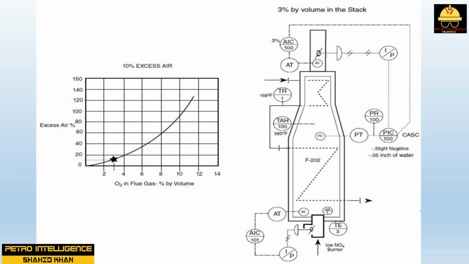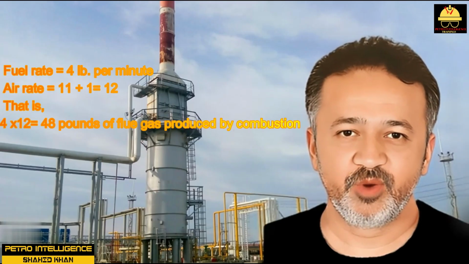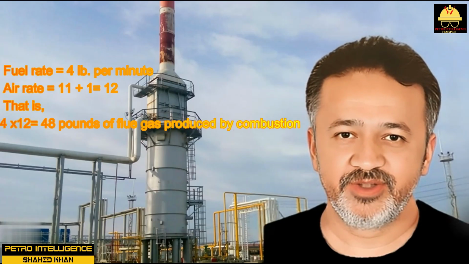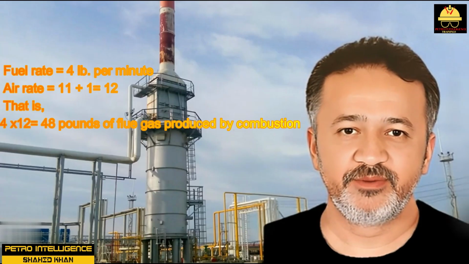Theoretical air can be indicated in terms referred to as air-to-fuel ratio. When the air is specified in terms of air-to-fuel ratio, the amount of combustion air is calculated by adding 1 to the ratio and multiplying the results times the fuel rate. If the ratio is 11 and the fuel rate is 4 pounds per minute, this can be expressed as follows. Fuel rate equals 4 pounds per minute. Air rate equals 11 plus 1, which is equal to 12. That is, 4 times 12 is equal to 48 pounds of flue gas produced by combustion.